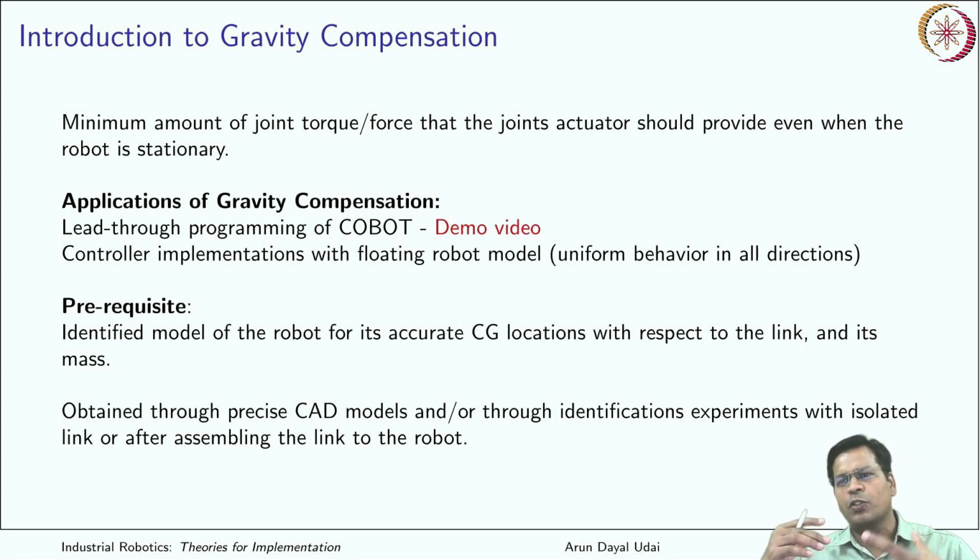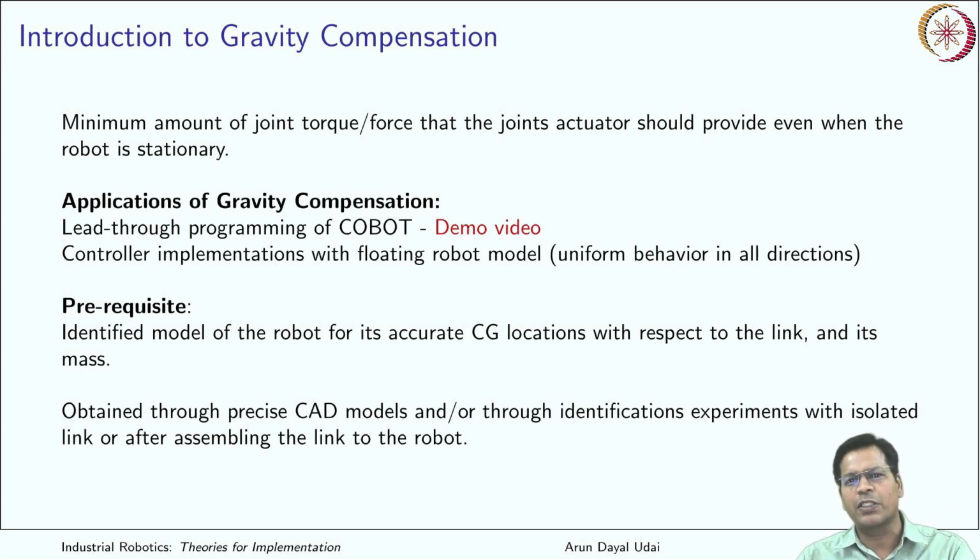A robot should behave in a similar manner irrespective of direction. If there is no gravity acting on it from one side, all directions become similar for the robot controller. So designing a controller is much easier if you make your robot gravity compensated. That means the idle torque of the robot provides enough torque to take care of the torque coming from gravity, so finally it makes your system freely floating in air. Uniform behavior in all directions can be achieved.